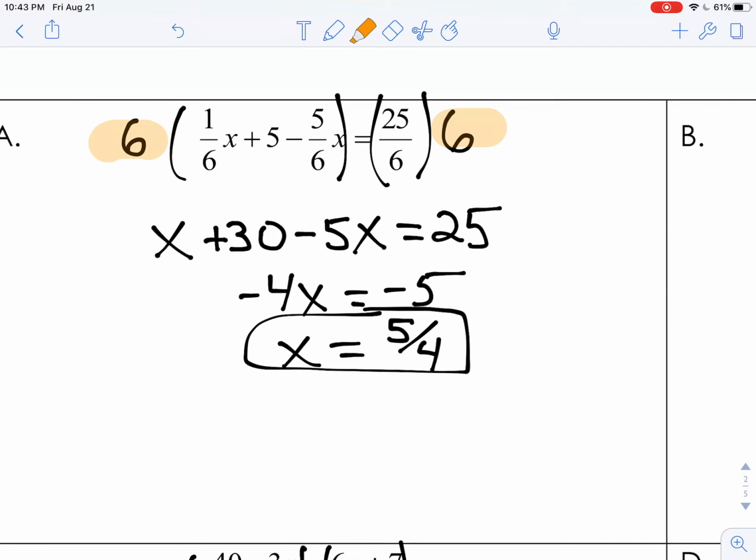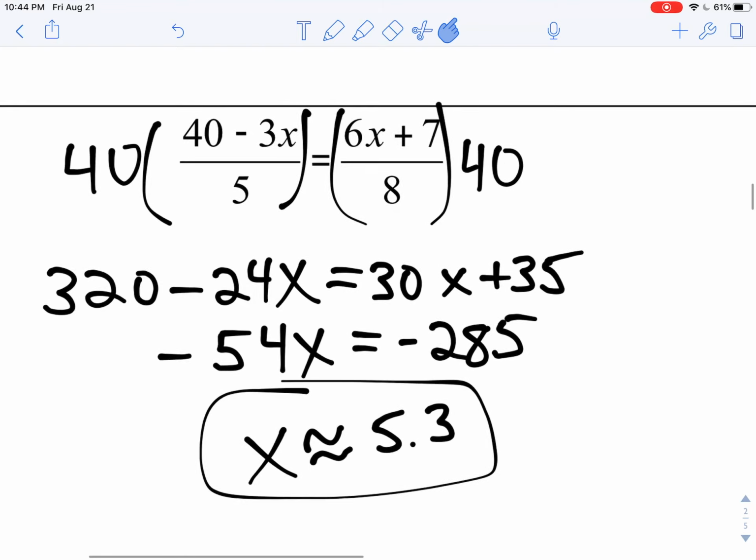It basically cancels out all these 6's down below. But don't forget, we have to distribute this 6 to all three terms here. So we still have to take 6 times 5 to get the 30 right there. And it cancels out the other 6's and solve x equals 5/4.